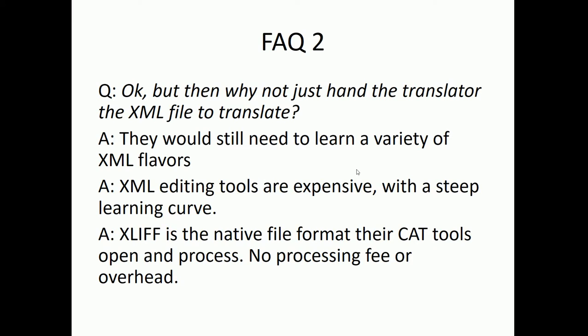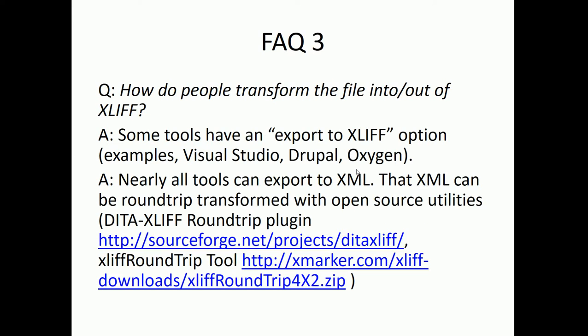The answer is they would still need to learn a variety of XML flavors. XML editing tools are expensive with a steep learning curve, and XLIF is the native file format for their CAT tools, no processing or fees or overhead. Okay, so how do people transform the file into and out of XLIF? The answer is some tools have an export to XLIF option, like Visual Studio, Drupal, Oxygen, but nearly all of the tools can export to XML.